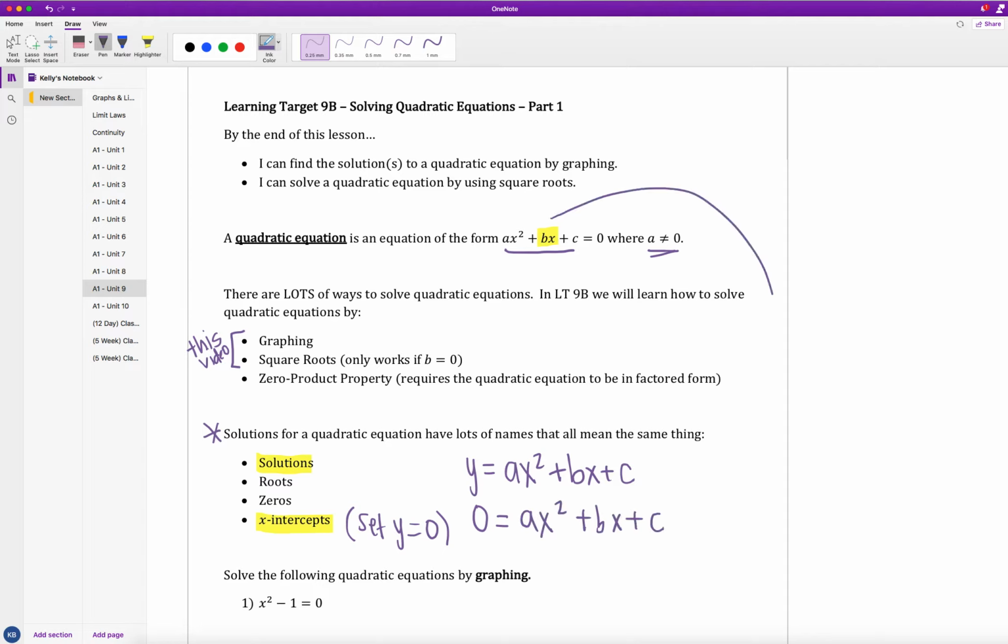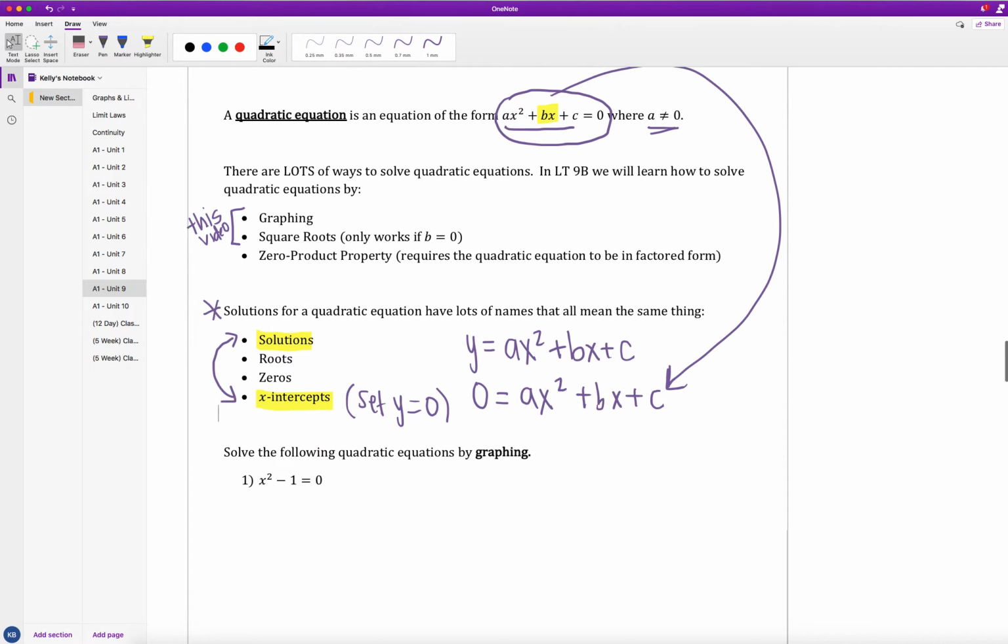Well, this is exactly what we're solving in a quadratic equation. So a quadratic equation is when I set y to 0, but that's the same thing as an x-intercept, which is why solutions and x-intercepts are actually the same thing. So on our graph then, when we're solving these by graphing, we're going to be looking for our x-intercepts. Let's look at our first example.